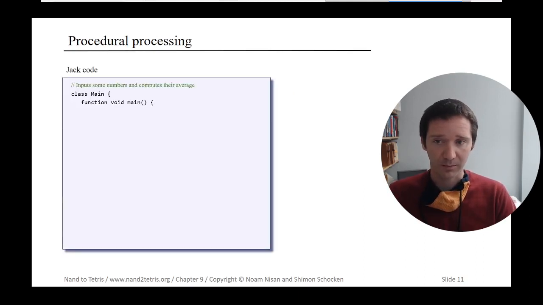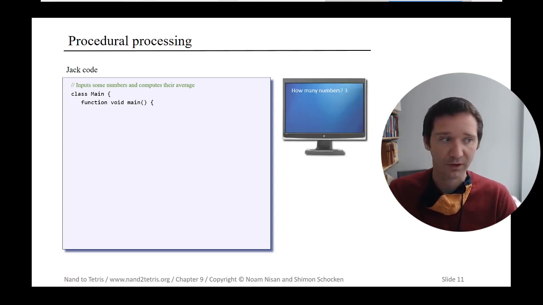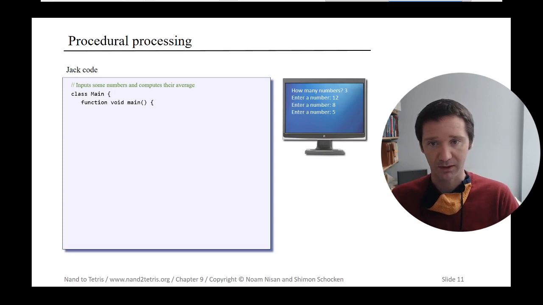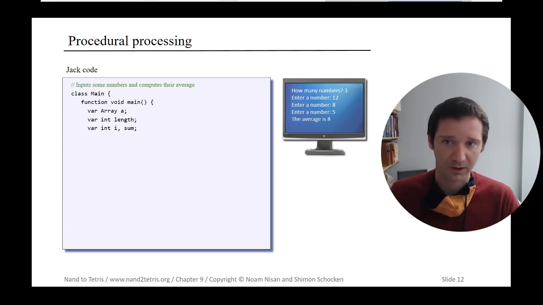In terms of reading Jack code, it, of course, is procedural in the sense that we go line by line. So in this case, we're going to compute some numbers and get their average. Here we see the code running. How many numbers do you want? Enter the numbers, and we compute the average and print that out. To do this in code, we know that we're going to need some numbers. We're going to interact with the screen, get user input, and compute an average.